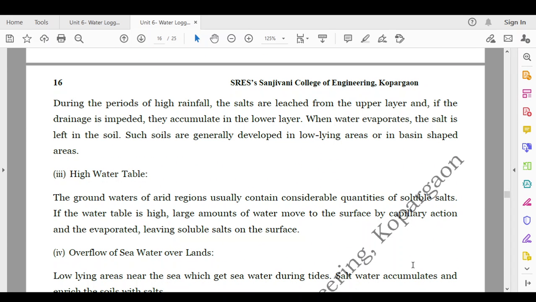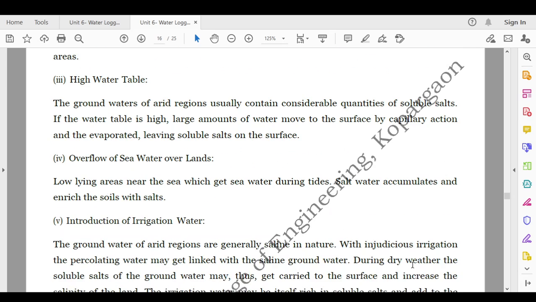During periods of high rainfall, the salts are leached from the upper layer, and if the drainage is impeded, they accumulate in the lower layer. When water evaporates, the salt is left in the soil. Such soils are generally developed in low-lying areas or in basin-shaped areas. Next is high water table. The groundwaters of arid regions usually contain considerable quantities of soluble salts. If the water table is high, large amounts of water move to the surface by capillary action and are evaporated, leaving soluble salts on the surface.